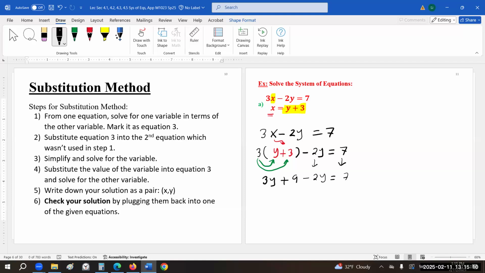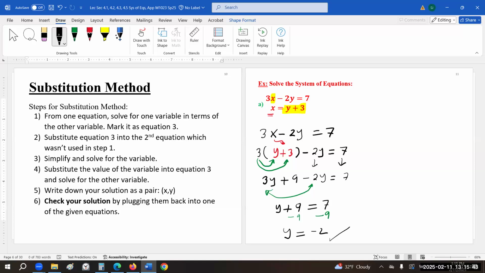So do you see any like terms here? Which like terms do you have? 3y and negative 2y. So how much is 3y minus 2y? Y. So y plus 9 is 7. How? Subtract 9, subtract 9. So how much is the y value? Negative 2.